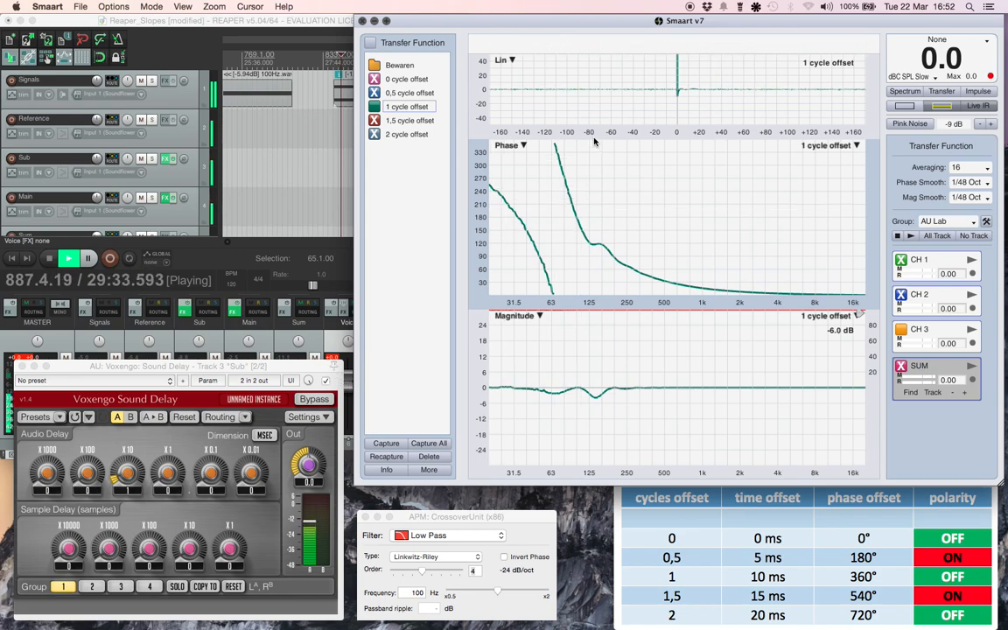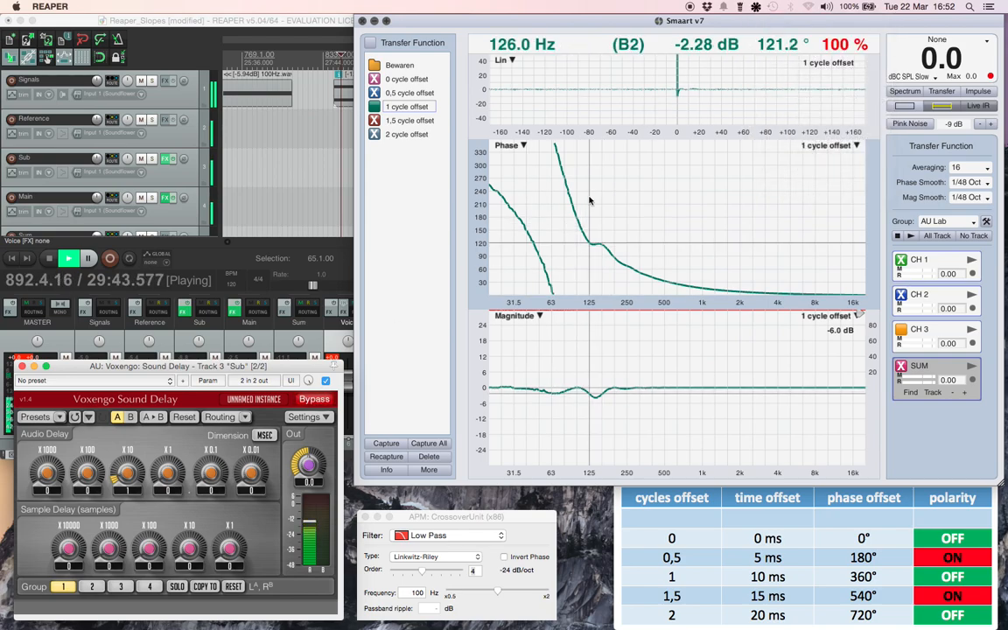Now let's compare this sound with the correct one. So this is how it should be, and this is what it sounds like when we are one cycle out of time.